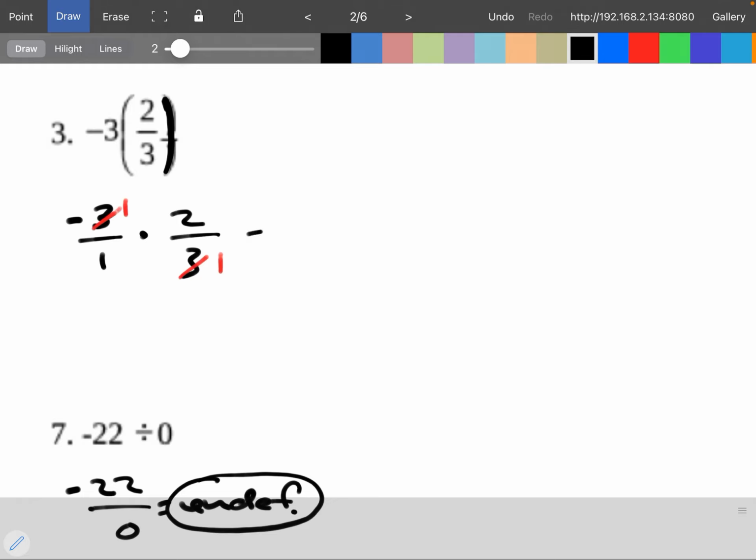And then I'm just going to multiply straight across the numerators. I do have a negative times a positive. So we've got a negative number times a positive fraction there. So we know the answer is going to be negative. And then I multiply straight across the top. That's going to give me 1 times 2, or if you want to think of it, negative 1 times 2. That's just a 2. And on the bottom, I've got a 1 times 1. So the answer is just negative 2.